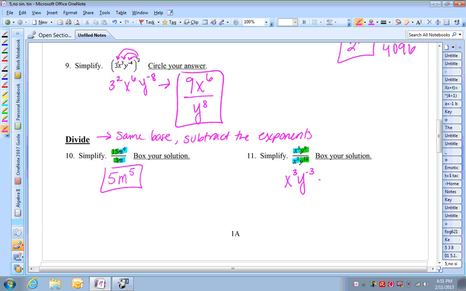And we can't have negative exponents, so we have to switch it. X to the 3rd stays put. It's got a positive exponent. But y to the negative 3 needs to be switched, so we send it downstairs to become y to the positive 3.